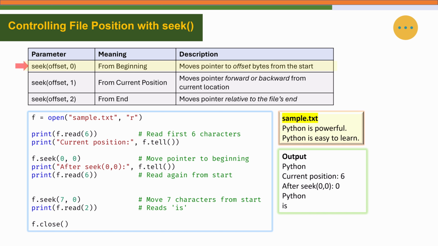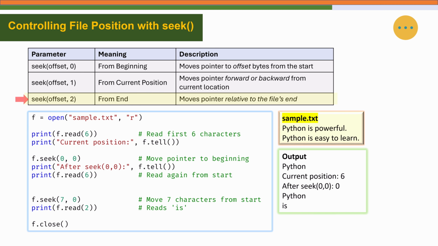1 means start counting from the current position. You can use positive or negative offsets here to move forward or backward. 2 means start counting from the end of the file. This is often used when you want to append data or inspect the end of large files.